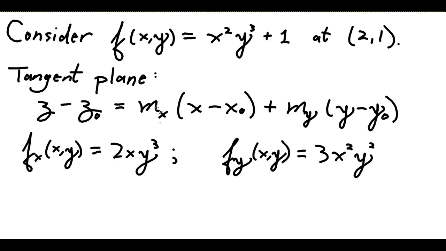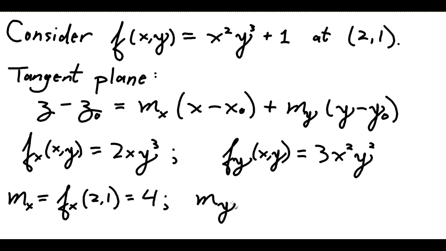Now, we specifically want the slopes at this point, 2, 1. So the slope in the x direction, m sub x, is f sub x at the point 2, 1. And plugging in those for x and y, that looks like 4. And the slope in the y direction would be f sub y at 2, 1. And substituting that, it looks like we have 4 times 3 is 12.